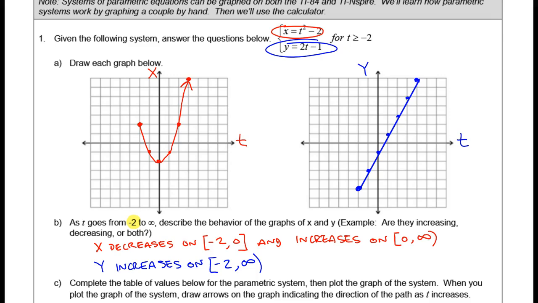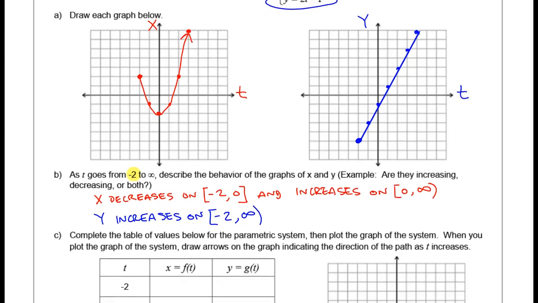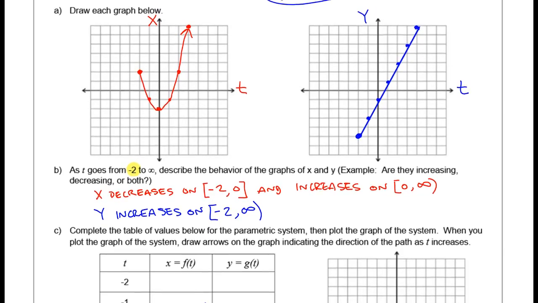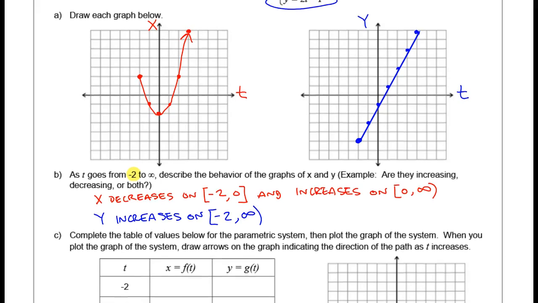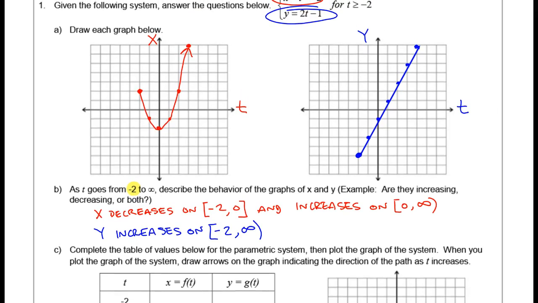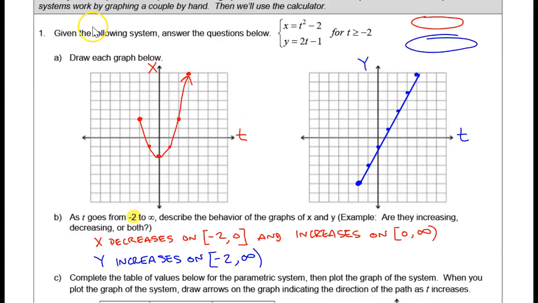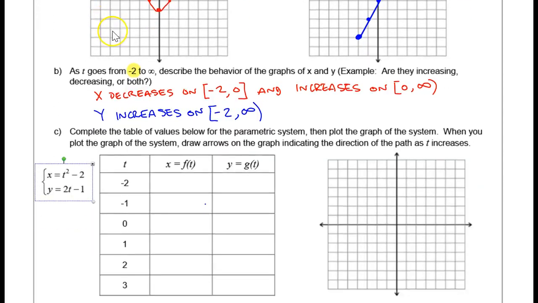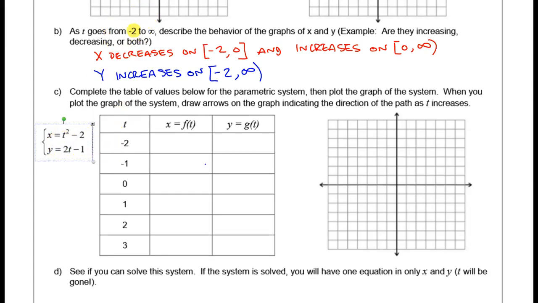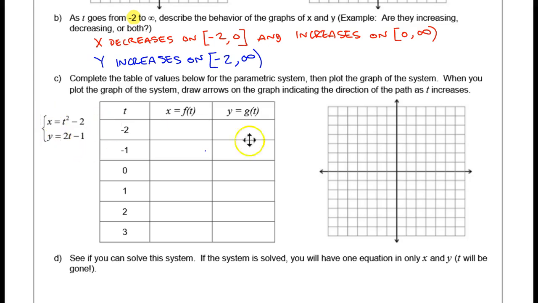Okay, for part C, I'm asked to complete the table of values below for the parametric system, then plot the graph of the system. When you plot the graph of the system, draw arrows on the graph indicating the direction of the path as t increases. So I've copied the parametric system down here just so I don't have to keep scrolling back up and taking a look at what happens with x and y. But I'm going to go ahead and fill this table out really quickly, and then we'll talk about the graph.